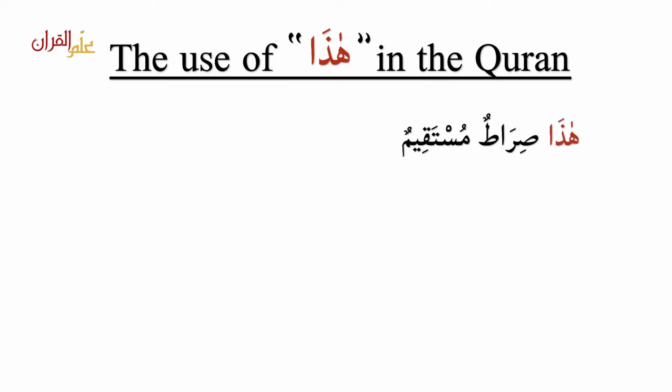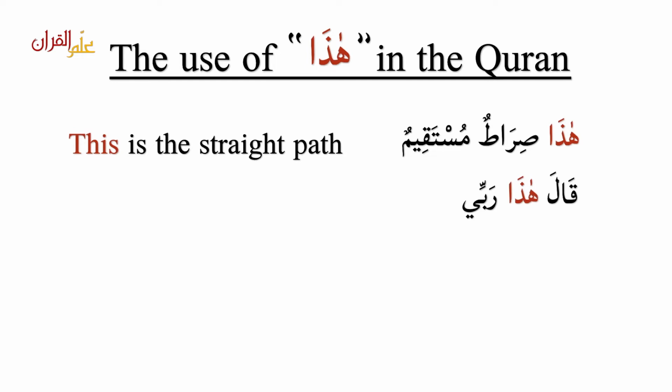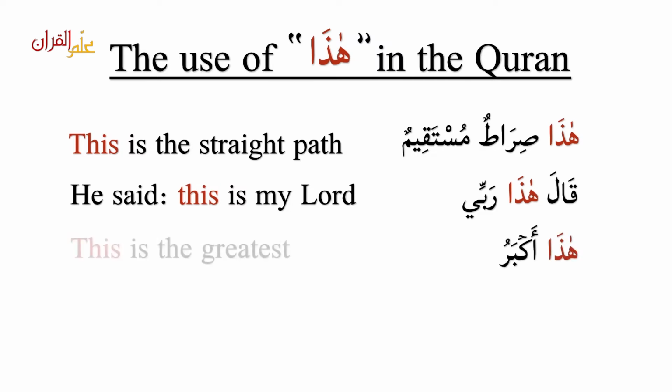Let's see the use of هذا in the Quran. هذا صراط مستقيم. This is the straight path. قال هذا ربي. He said, this is my Lord. هذا أكبر. This is the greatest.